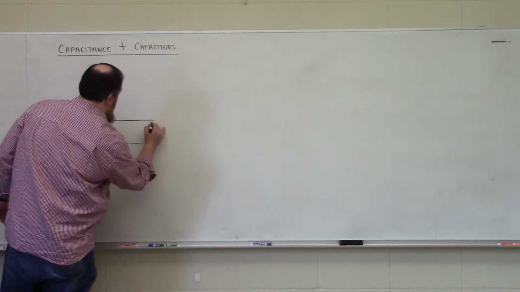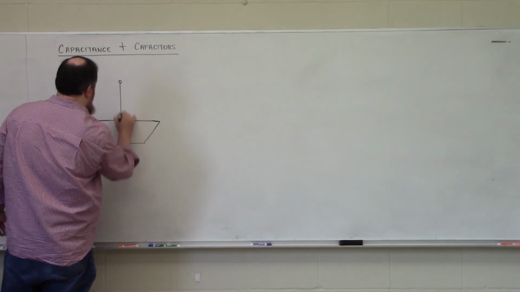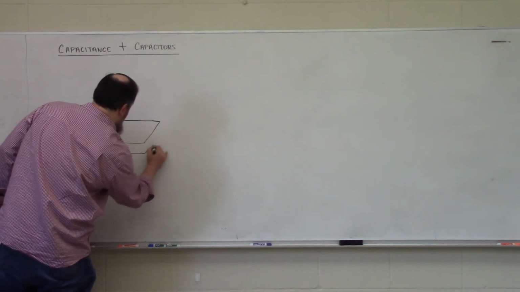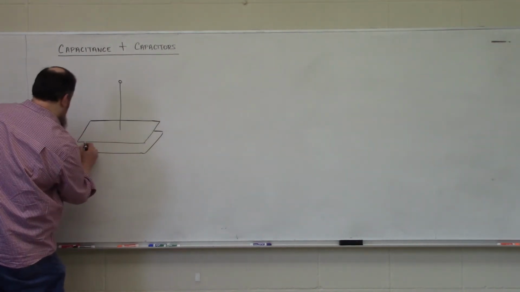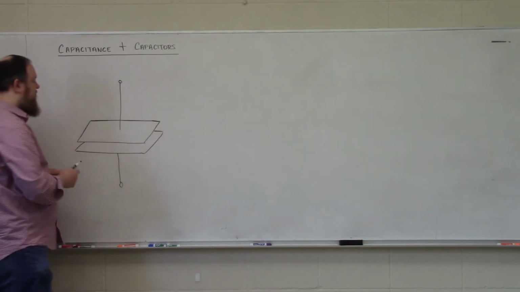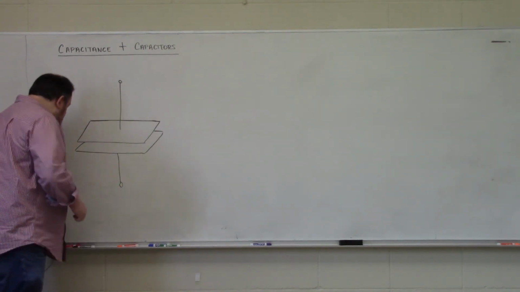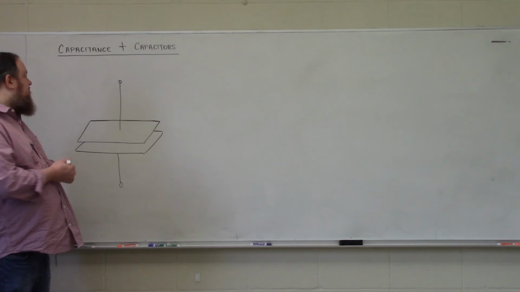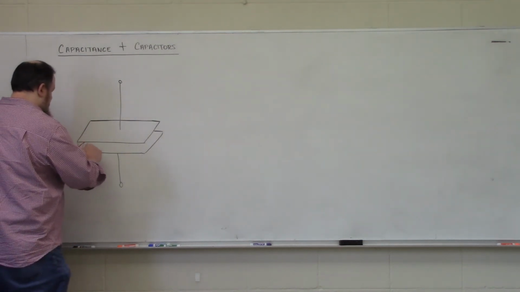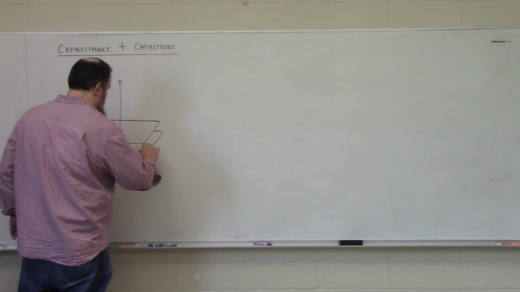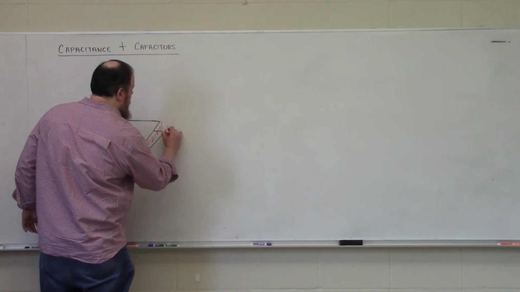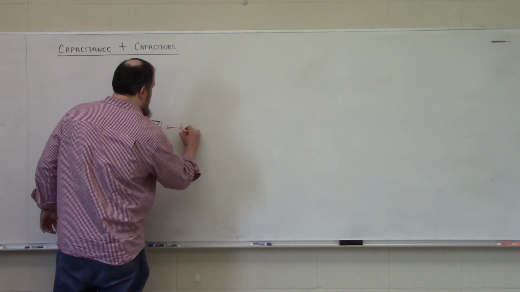two metallic plates, and they're stacked on top of each other, like so. Typically speaking, there will be a material between the conductive plates. And this material is what's called a dielectric.